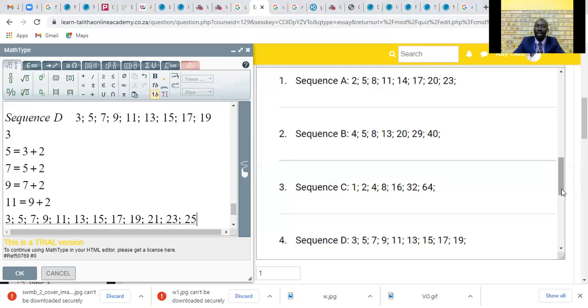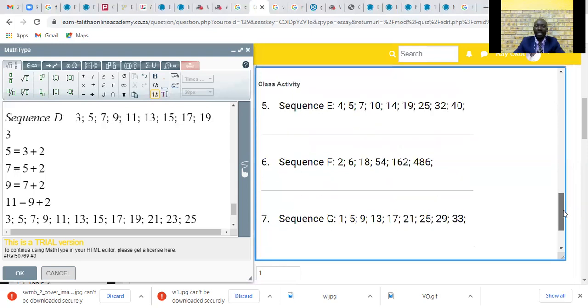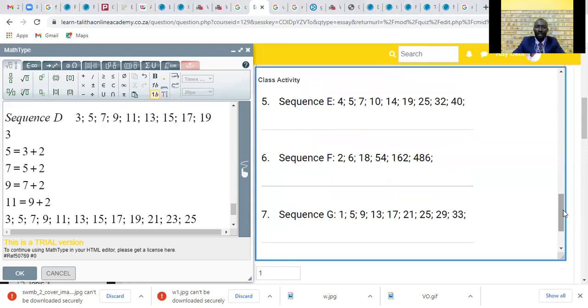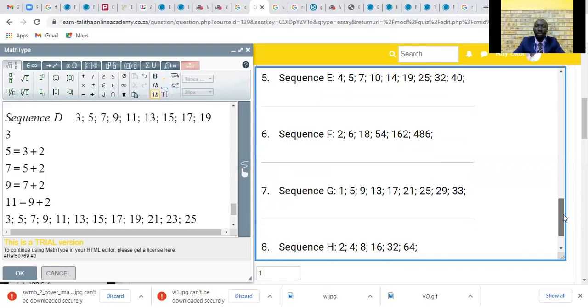And now when you are done with that, you get the class activity. The class activity takes from question 5 to question 8. Also in this class activity, you have to find the next 3 numbers in the sequence. And when you are done with that, just submit your work for marking. And from that, we will move on to the next. So until next time, we will continue with that.